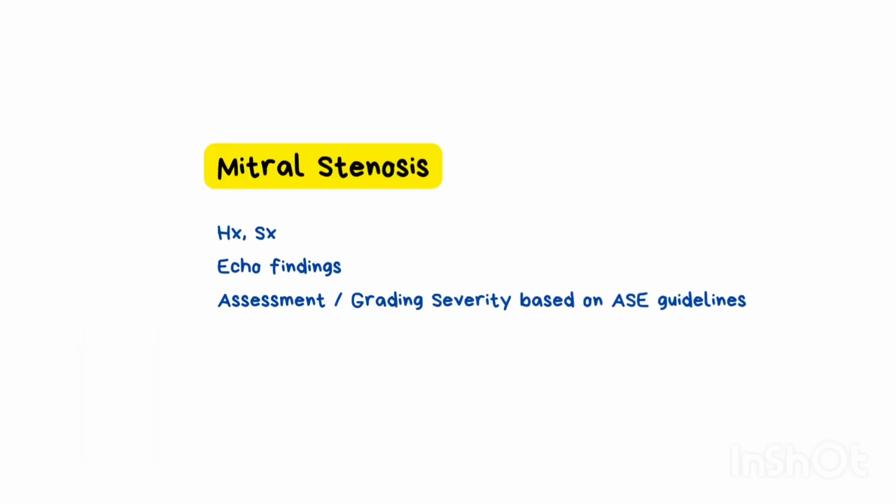Now in part 2, we're shifting gears to focus on mitral stenosis. We'll break down how it affects blood flow, what to look for on echo, and how to apply the ASE guidelines in real clinical cases.